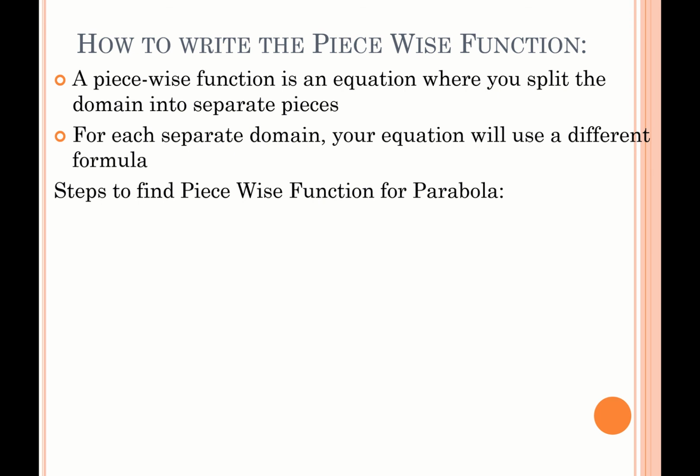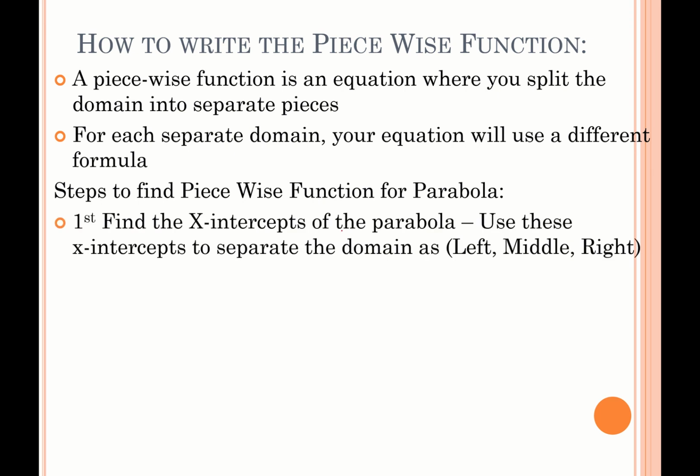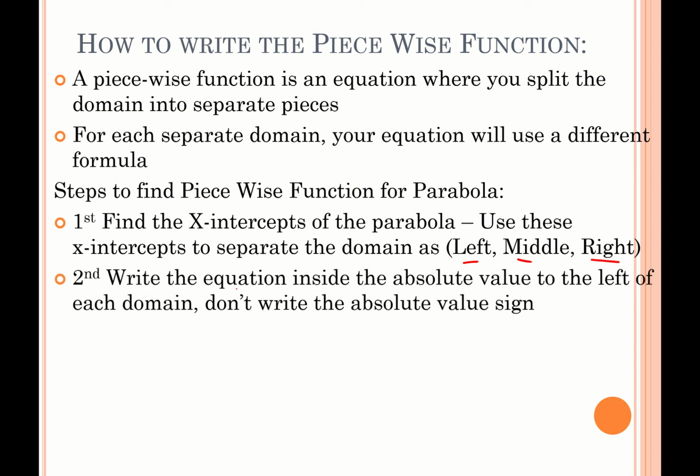And here are the steps. Number 1, find your x-intercepts of the parabola, and use the x-intercepts to separate your domain as left, middle, and right. The reason why you have left, middle, and right is because there are 2 x-intercepts. And you write the equation inside the absolute value to the left of each domain. So after you put down left, middle, right, on the left side, you write out what was inside the absolute value sign. But don't write any absolute value signs in your piecewise function.